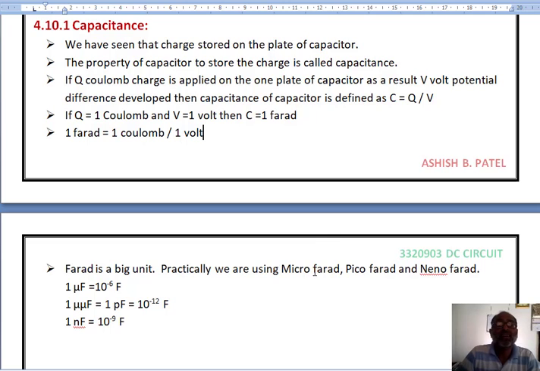Now farad is a very big unit. Practically we are not using this big unit. Practically we use the value of capacitance in microfarad, picofarad and nanofarad. So 1 microfarad is equal to 10 raised to minus 6 farad, 1 picofarad is equal to 10 raised to minus 12 farad, and 1 nanofarad is equal to 10 raised to minus 9 farad. This is the most important, and it will be very helpful to solve examples related to the capacitor.